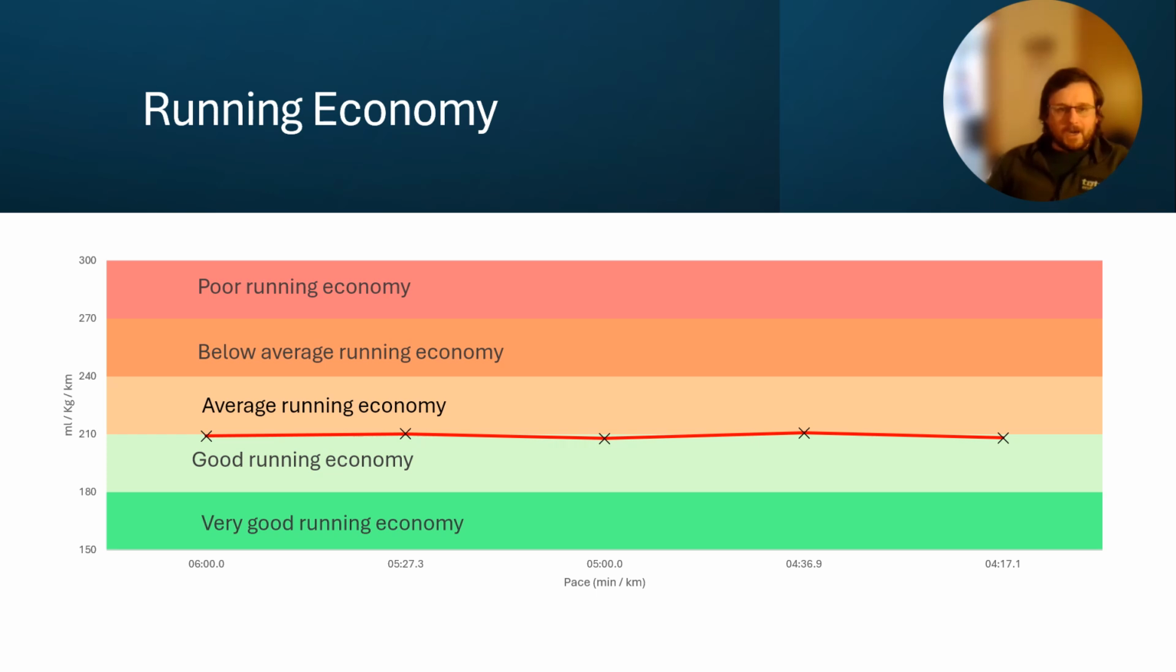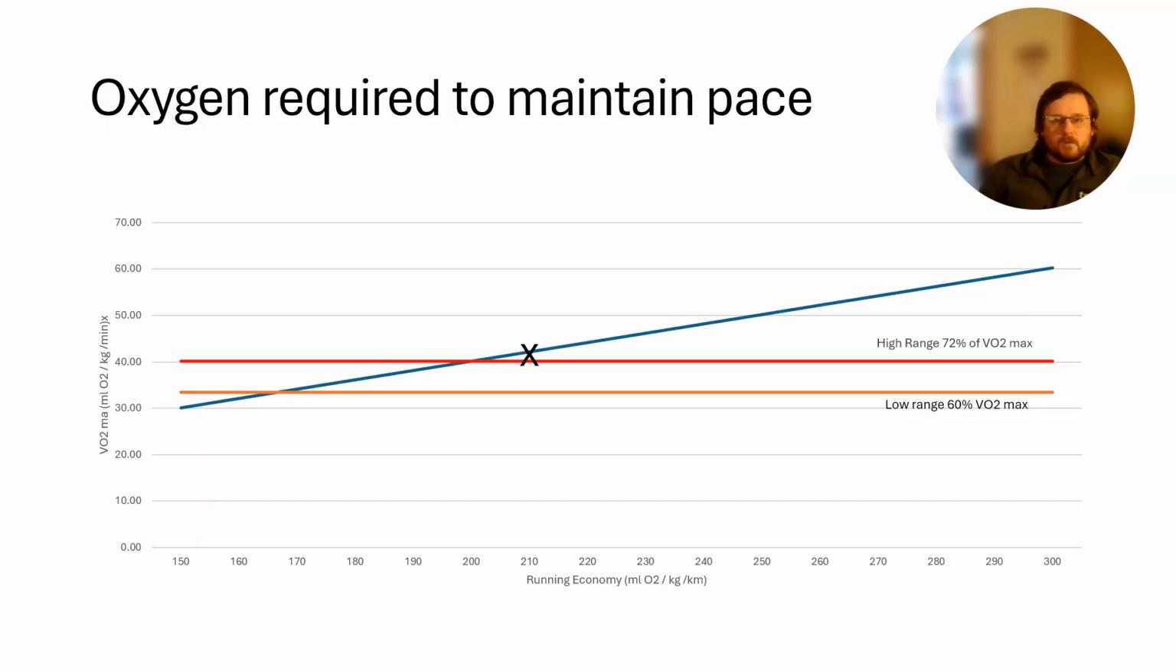So this particular runner has not bad running economy. It's better than average, not quite good. It's sitting on that border, with good being 180 up to 210, but their running economy is not terrible by any means. It's okay. But how does that look when we look back at that last graph where we plot it here?